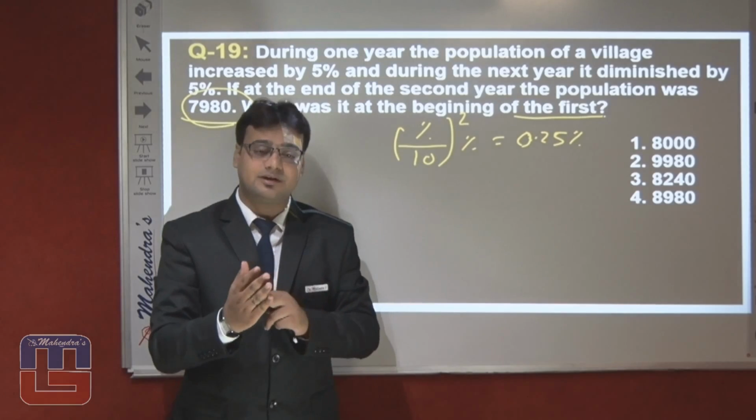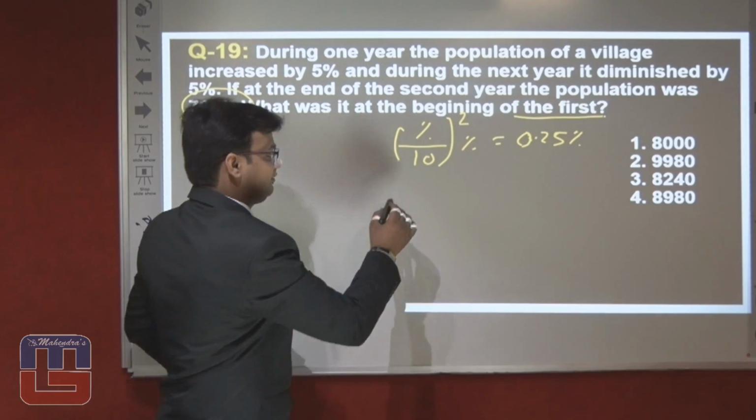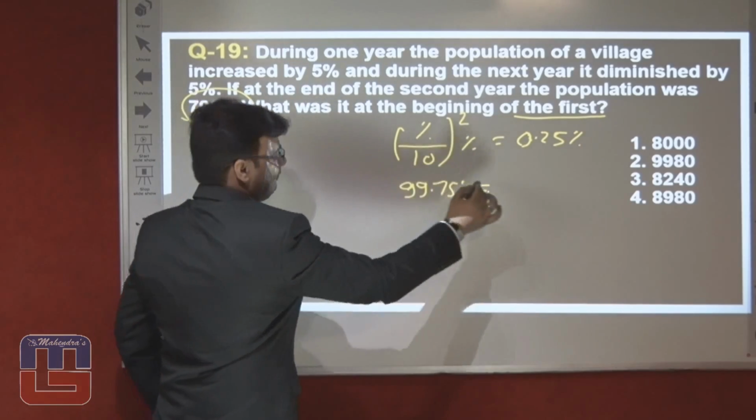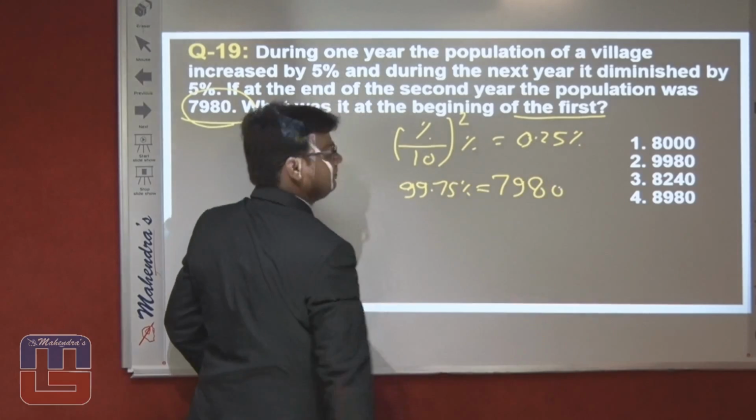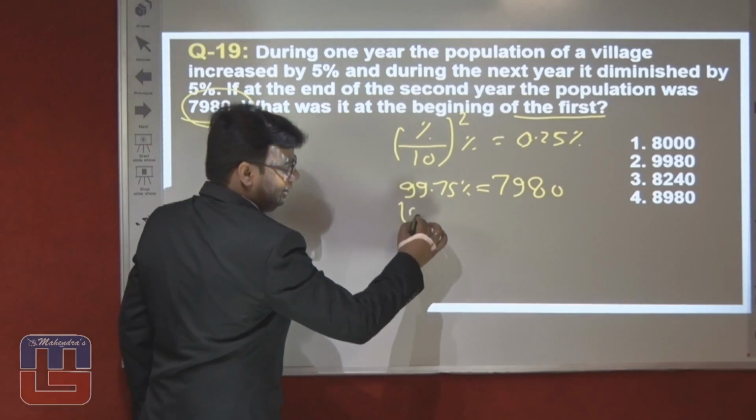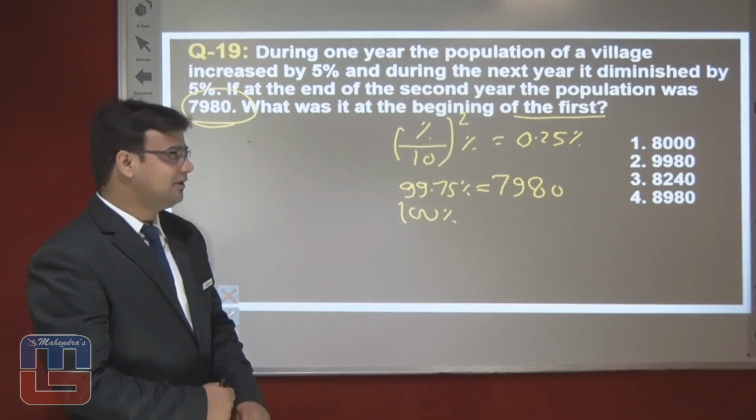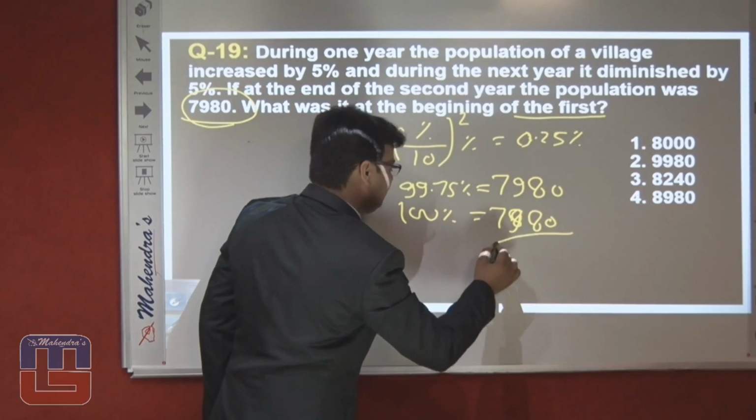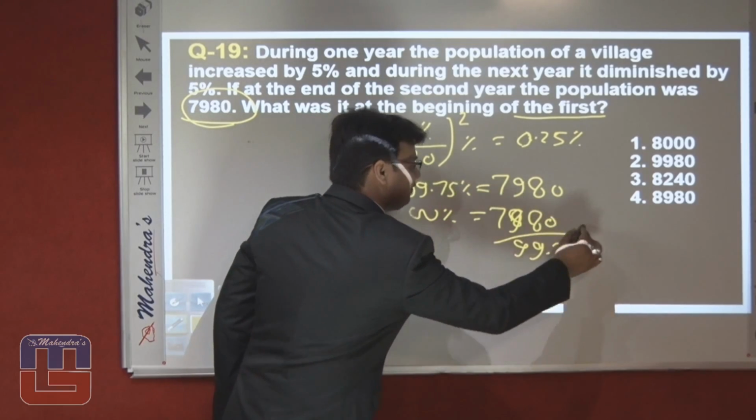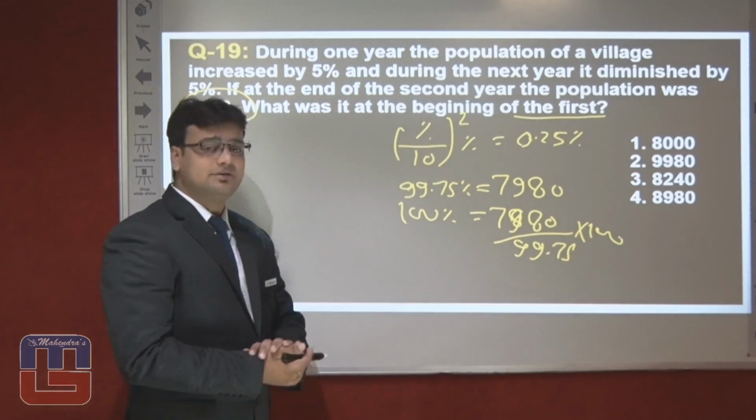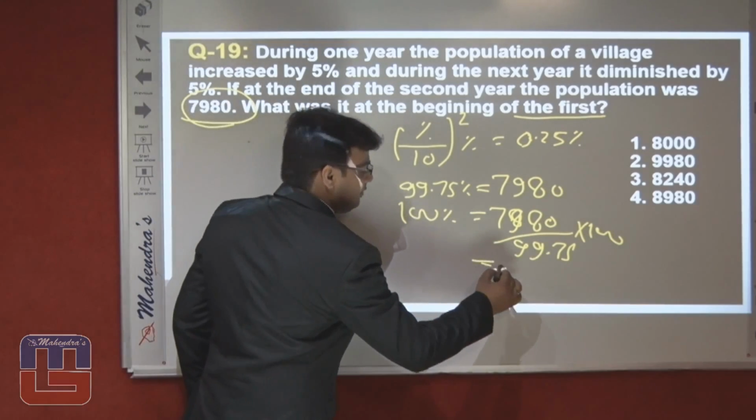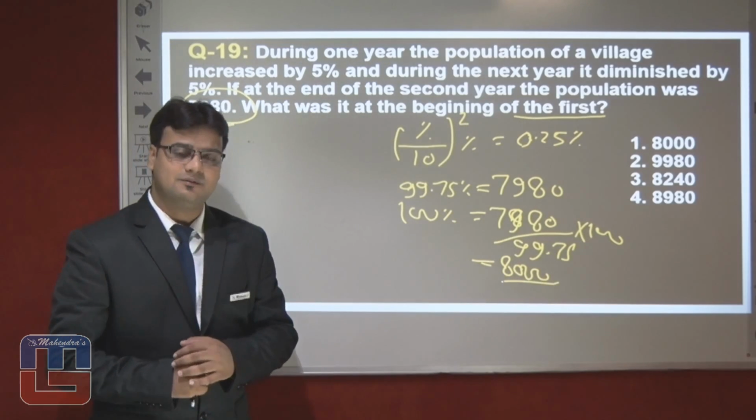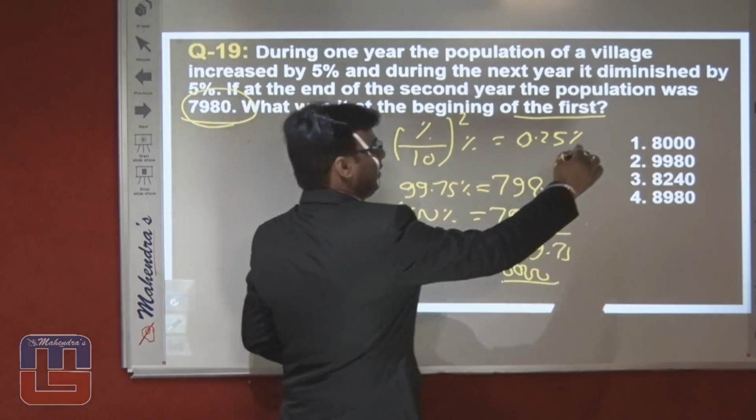That means now it becomes 99.75%. 99.75% value is given here as 7980. And we require 100%, that is the initial population. So 7980 divided by 99.75 into 100. If we solve it, then we get 8000. We check 8000 in which option. It is available in the first option, so our correct answer is first.